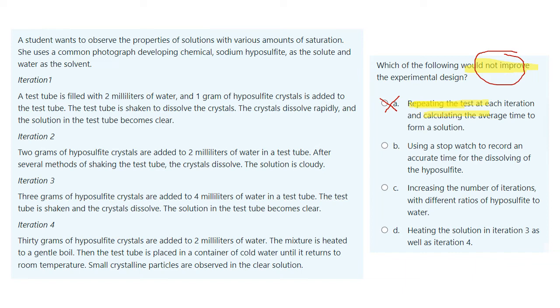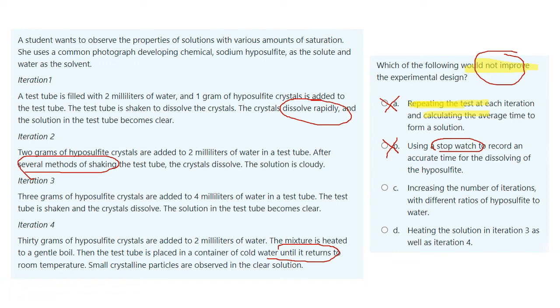B, using a stopwatch to record accurate time for dissolving of the hyposulfate. That would be helpful, because what does it say at the moment? It says until it returns, we don't know how long it took. It says dissolve rapidly. We don't know what is rapid. Is rapid 1 second, 2 seconds, 30 seconds? We don't know. And we have several methods of shaking. We don't know how long. So using a stopwatch would improve this experiment.